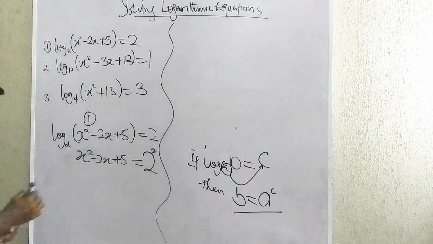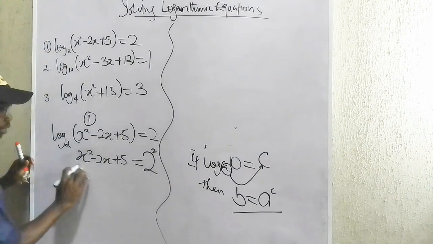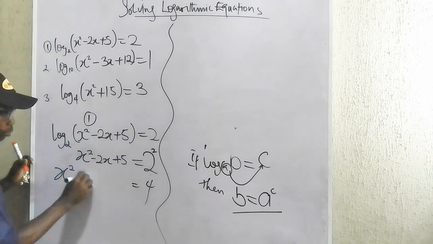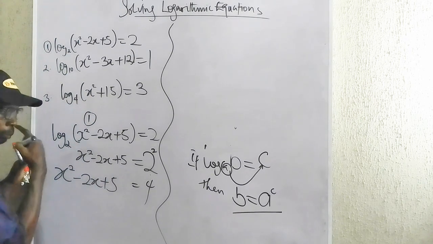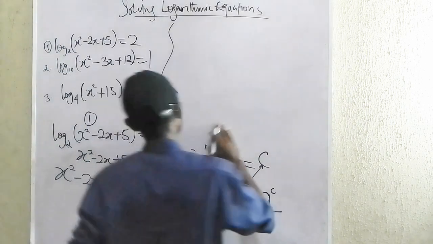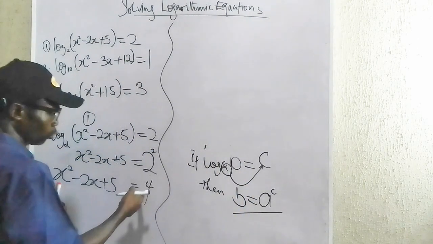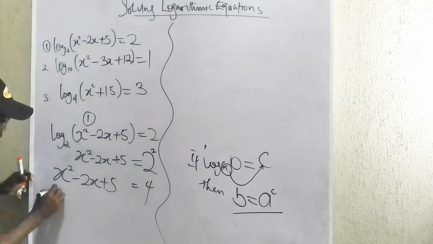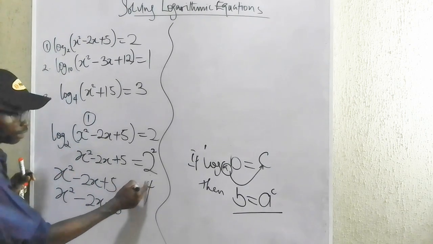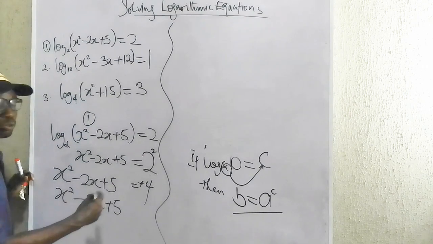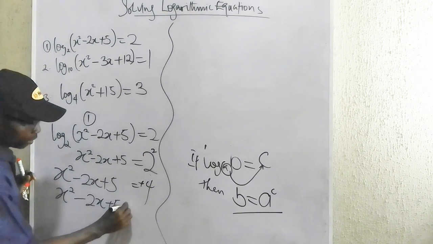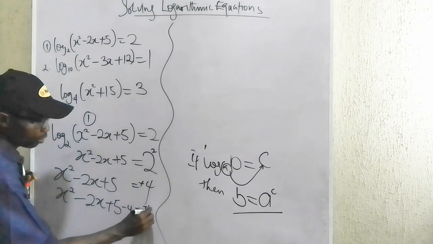So the log sign is out. Let's consider solving. We have x, so 2 raised to the power 2 is what? 4. So we have x squared minus 2x plus 5 is equal to 4. The normal pattern of a quadratic equation is to move this in and have a 0 here. So we have x squared minus 2x plus 5 equals plus 4. Normally we do the additive inverse: add minus 4 to both sides.